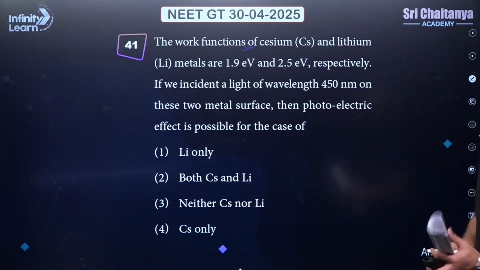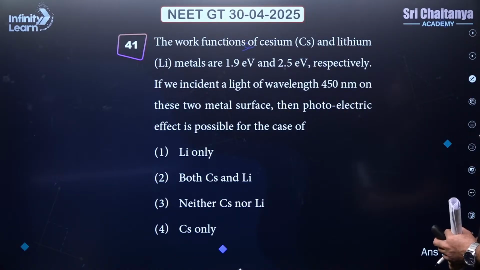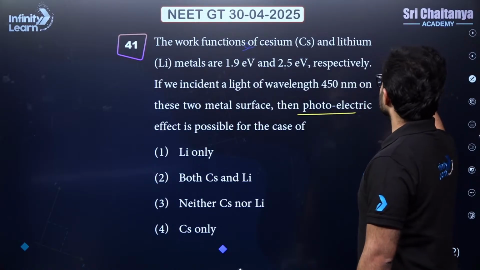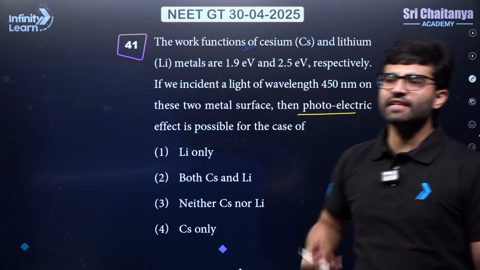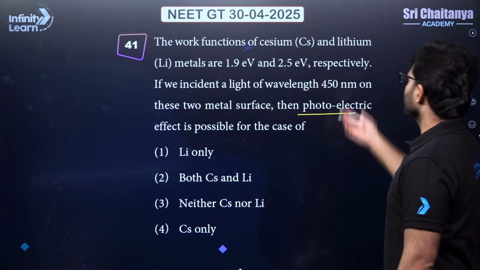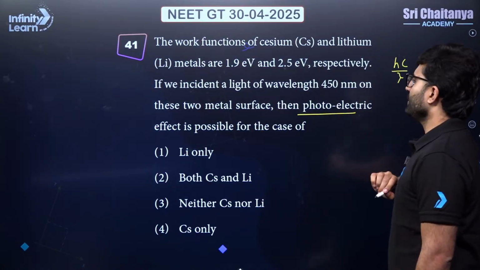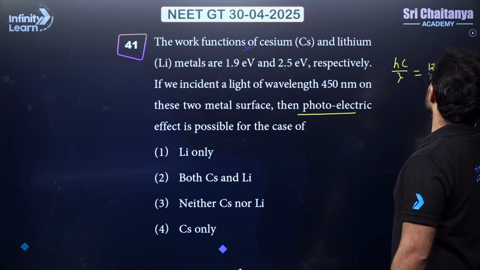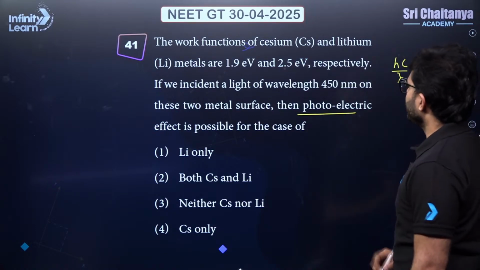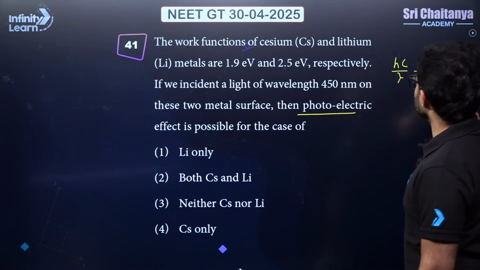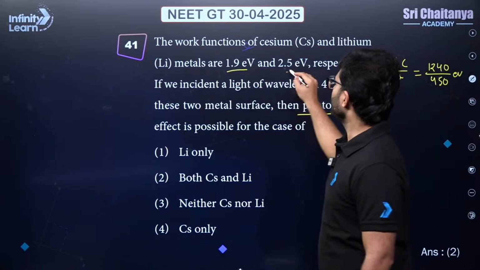Just a minute. So if we incident a light of wavelength 450 nanometer on these two metal surfaces, when will the photoelectric effect happen? When the energy that you are giving is more than the threshold, right? So how do we calculate the incident energy? That is hc by lambda, right? So that is nothing but 1240 divided by 450 in electron volts. You calculate this value and compare it with 1.9 and 2.5.